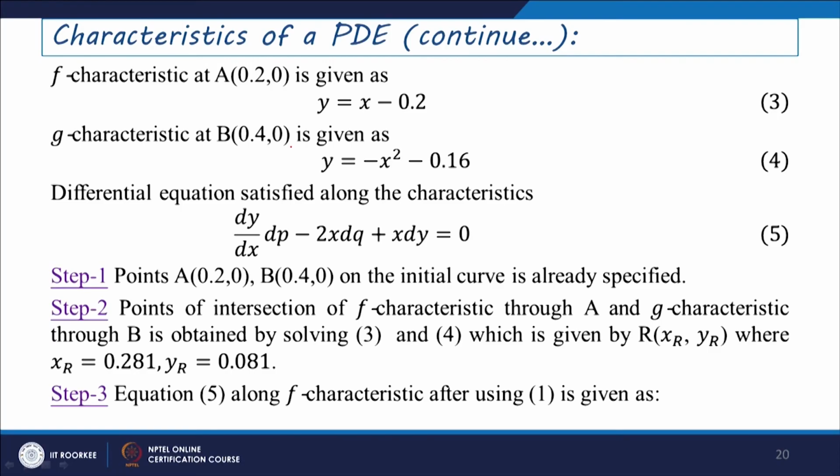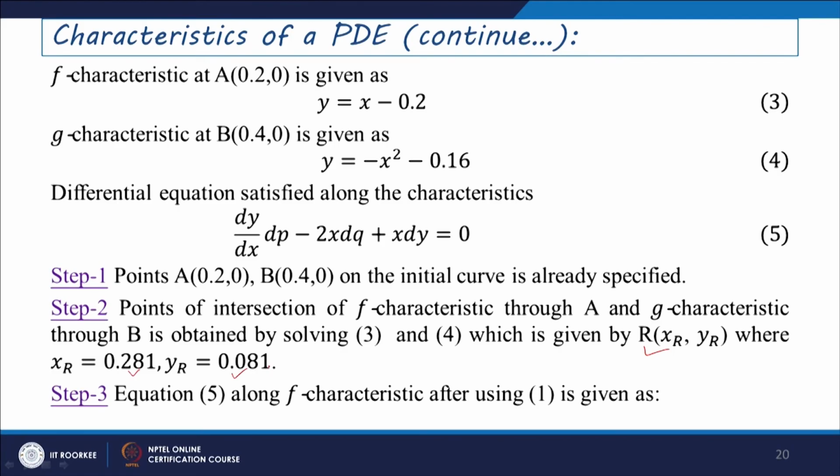So, if you follow the steps, points a as 0.2, 0 and b as 0.4, 0 on the initial curve are already specified, and the point of intersection of the f characteristic through point a and the g characteristic through b is obtained by solving equations 3 and 4 here, which is given by the r coordinate as xr, yr, where xr equals 0.281 and yr as 0.081 here.